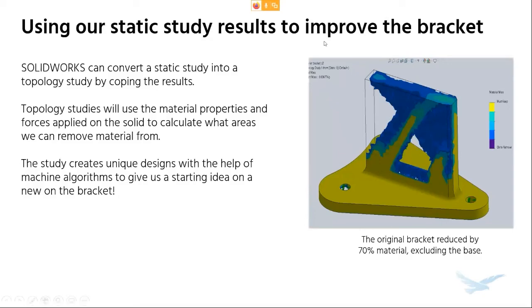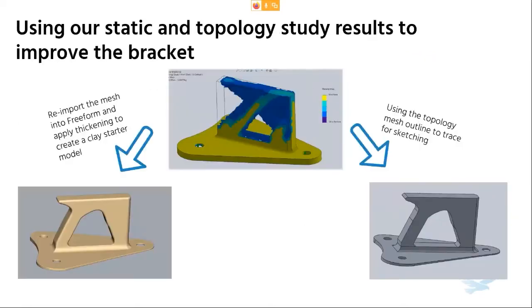So we can just get something like this picture on the right, where I've removed 70% of the material of the bracket, of the main part, based off of those forces applied. And I can use that now for future designs. So I can take that topology study and maybe recreate some kind of 2D sketch over it, using that as a reference to get something like the bottom right. Or I can take that mesh, either the topology itself or that recreated object with the 2D sketches, export them out and bring them back into freeform.